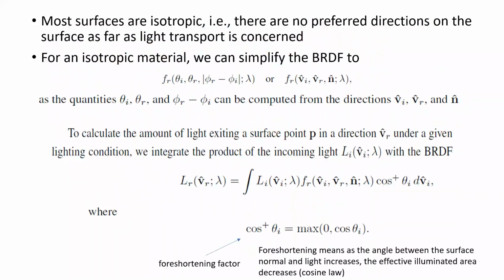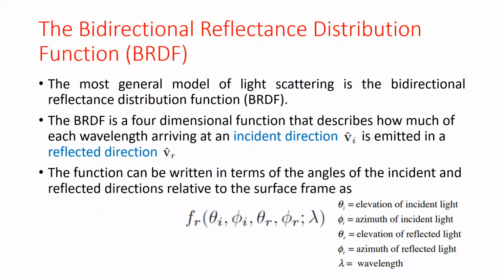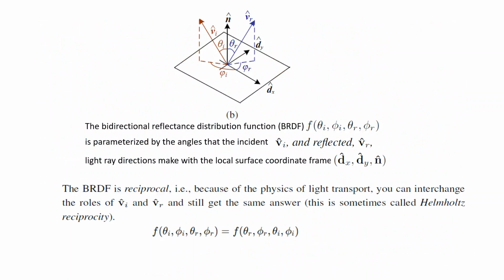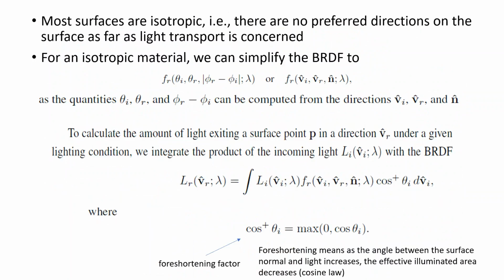Here you may get some confusion, so in order to simplify, let us summarize quickly. BRDF is a four-dimensional function, and we know that it is represented with theta i, theta r, psi i, psi r. If the surface is isotropic, we can simplify with psi r minus psi i. It can be further simplified with Vi, Vr and n cap. We have done with the surface.